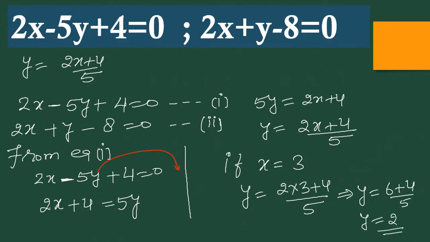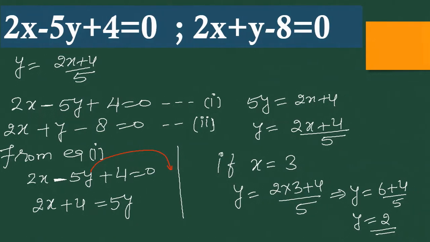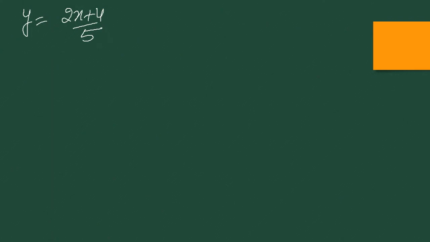We found the first value of y is 2 by keeping the value of x equal to 3. Okay. So now next thing, we can take the next value also. So dear students, we found one value. So now I am taking the next value. If I take x equals minus 2.